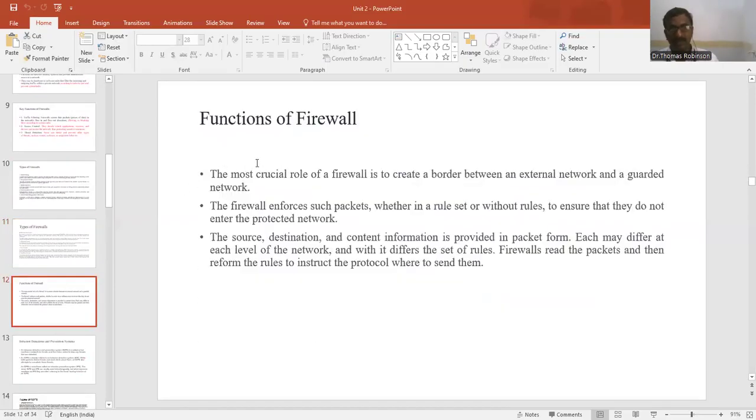Now the functions of the firewall. The most crucial role of the firewall is to create the border between the external network and the guarded network. The firewall enforces a rule set on packets to ensure that they do not enter the protected network. The source, destination, and content information is provided in the packet, which may differ at each level of the network, and with it differs the set of rules. Firewalls read the packets and then apply the rules to instruct the protocol where to send them. So these are the things we can study about the functions of the firewall.